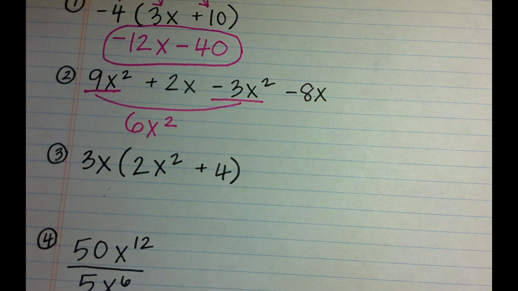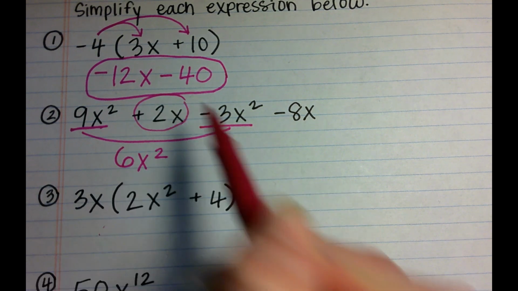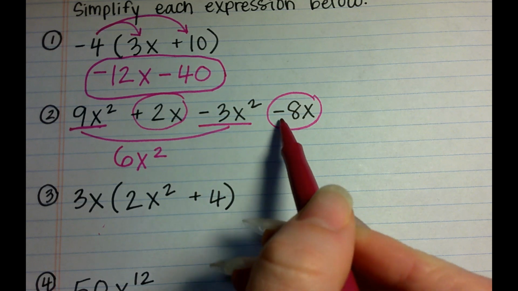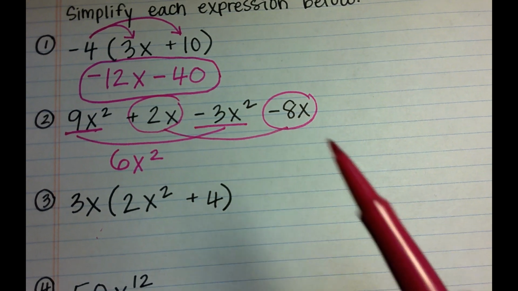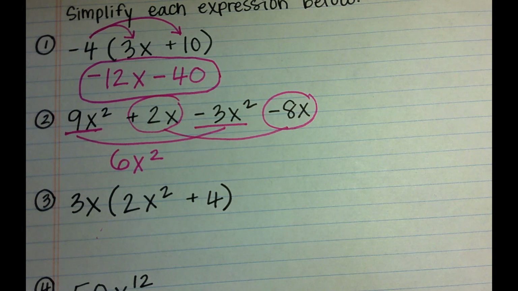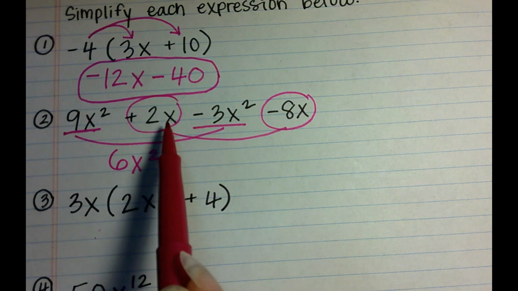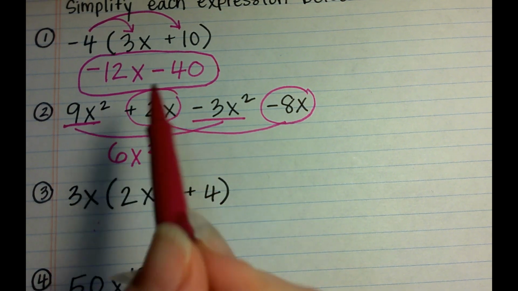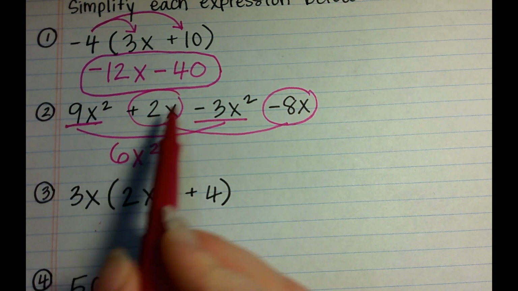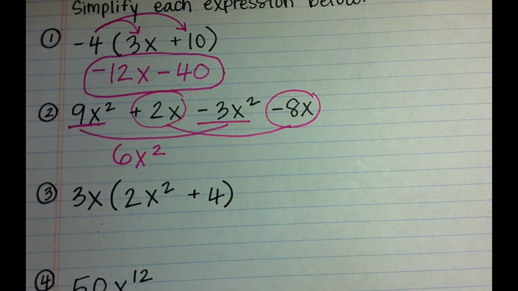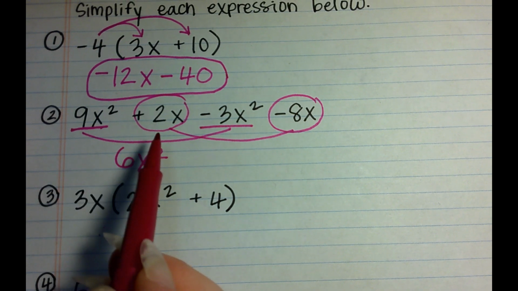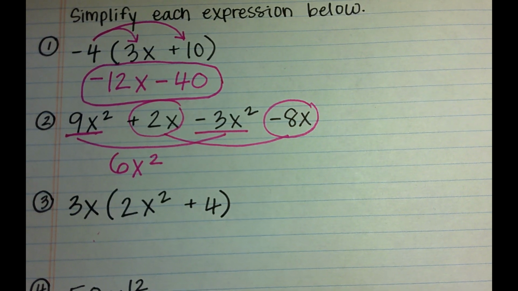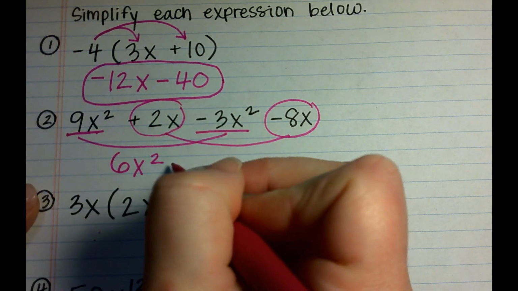And what else can I group? 2x and -8x. So I've got 2x minus 8x. Why are we putting those two together? Because they're the same. They both have an x and no exponent. Same variable, they're like terms. So how do I combine 2x and -8x? We're just going to put them right next to each other. 2x minus 8x. And what does that give us as an answer? -6x. Yes, -6x.